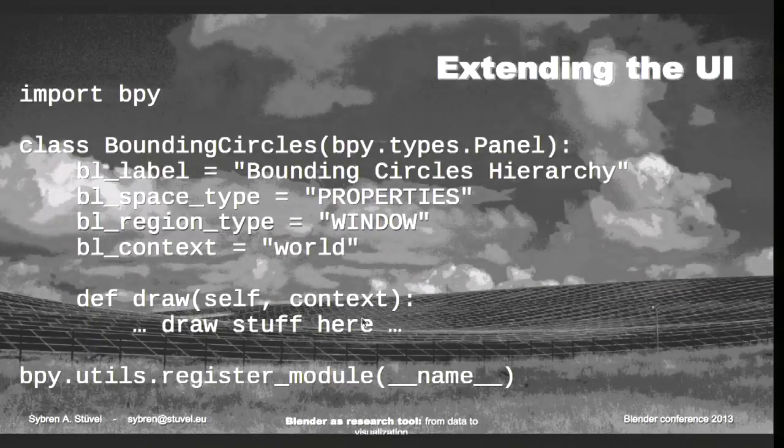Like this, I want to label it bounding circles hierarchy, and I want it to be in the region type window, then in the properties, and in the world context. No particular reason except there's a little already there, so I just had this space. As research stuff, as long as I can find it again, it's good. We get a draw method, which also gets a context just like an operator, and you draw your stuff there and you register it.